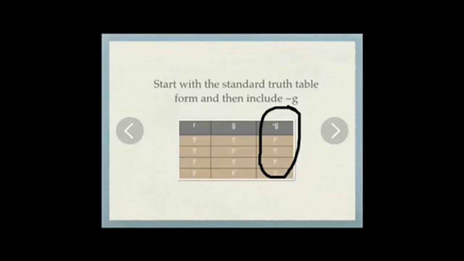To get the not G, just negate the G. So if the G is true, the not G is false. If the G is false, the not G is true. And as we can see, it is just simply the opposite of the G.